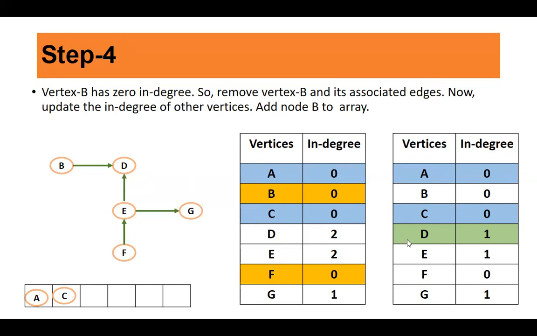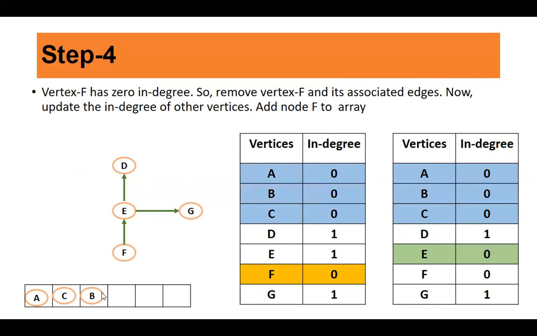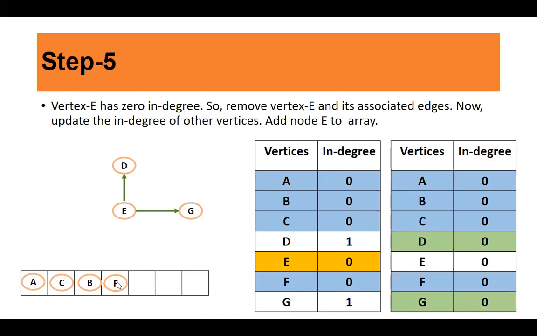After you select B, you update the in degree of D because B is related to D. So now B will be added to this topological sorted array, right? B is added. Now the next vertex we select is F, whose in degree is 0. What is associated with F? F is associated with E. So you decrease the in degree of E by 1, and it becomes 0, and add F to the ordering array. F is added here, right?